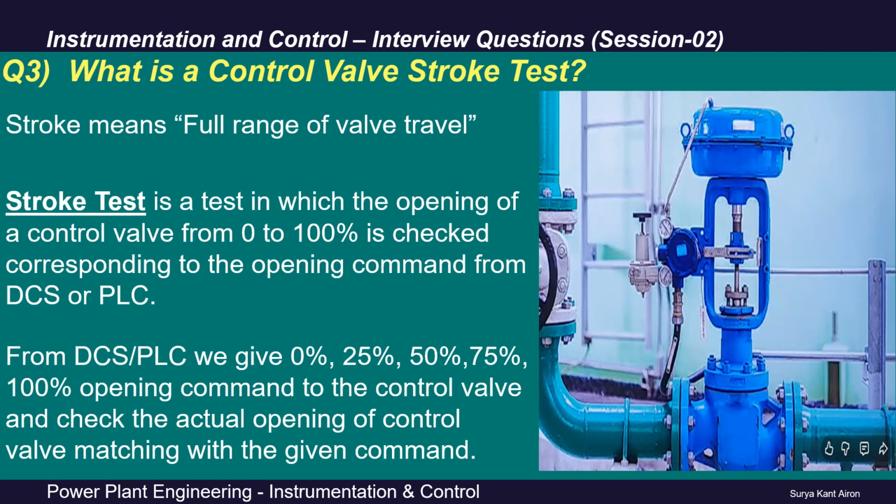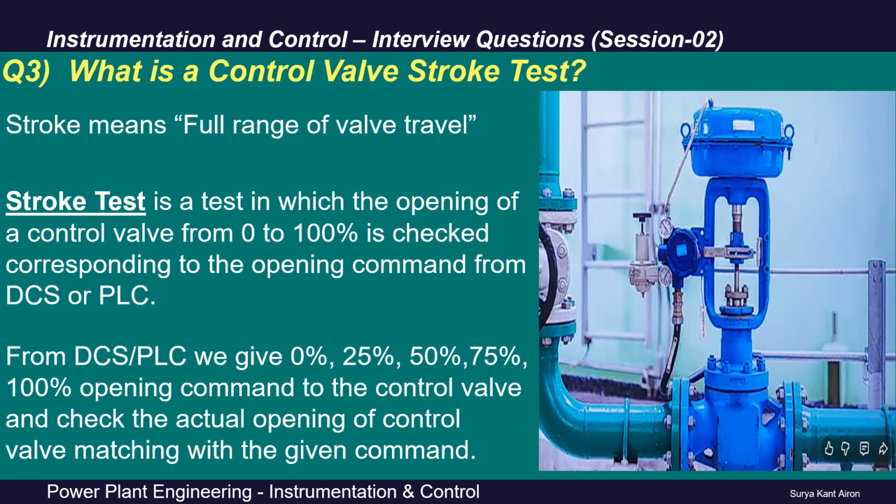Friends, the next frequently asked question is, what is a control valve stroke test? Before understanding the stroking test, let's understand what a stroke is. Stroke means full range of travel. Means if a control valve is traveling from 0% to 100%, then its full range of travel is 0% to 100%. So, as the name suggests, a stroking test is a test in which we check the opening of a control valve from 0% to 100%. Means the full stroke of the control valve is tested in a stroking test.